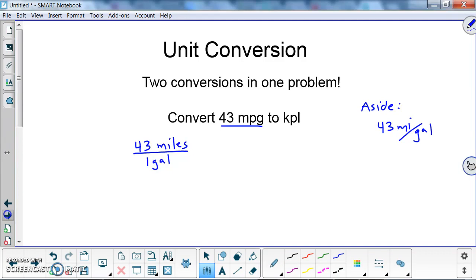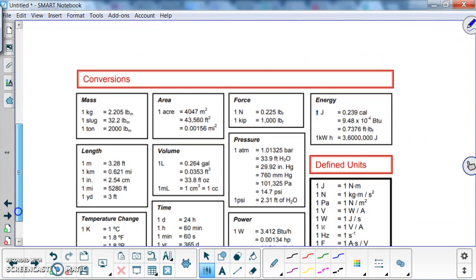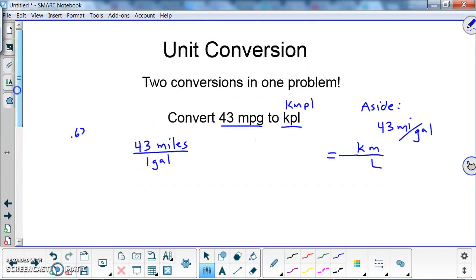I want to be able to convert that, and then what is KPL or KMPL, you might see, kilometers per liter, or it might be written out, but that's what I was trying to go for, was kilometers per liter. That would make sense. So I want kilometers over liters. What is the number that's going to go in front of the kilometers? So I'm going to need two conversions. I'm going to need the conversion of kilometers per mile, which is 0.621 miles equals 1 kilometer.